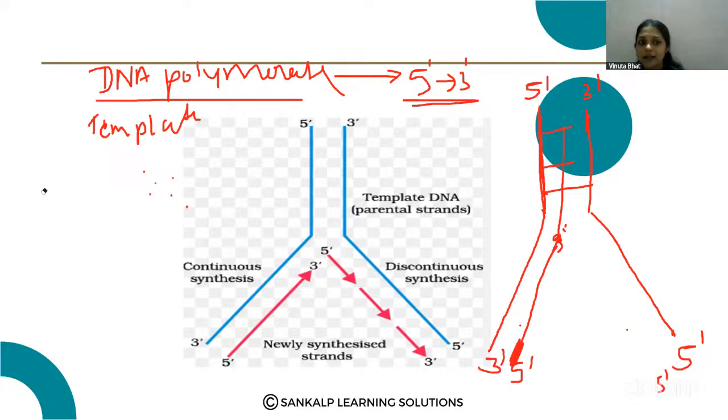So the RNA segment is added here. So look here, an RNA segment is added. So it synthesized the new strand in this direction. Here the new strand is synthesized. So that is in the 5' to 3' direction.